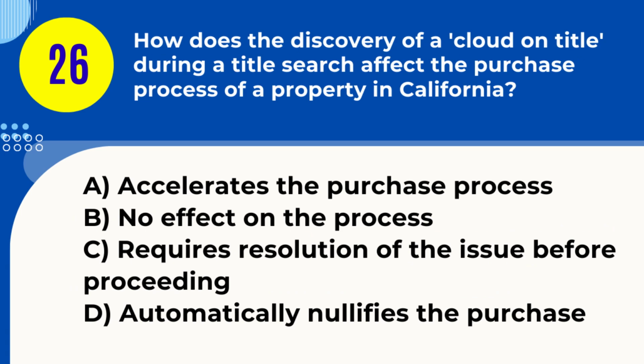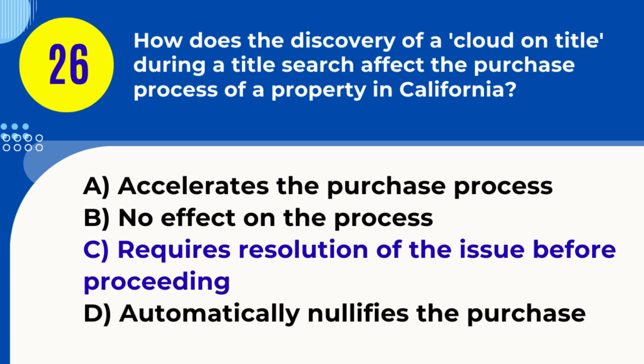Question 26. How does the discovery of a cloud on title during a title search affect the purchase process of a property in California? A. Accelerates the purchase process. B. No effect on the process. C. Requires resolution of the issue before proceeding. D. Automatically nullifies the purchase.